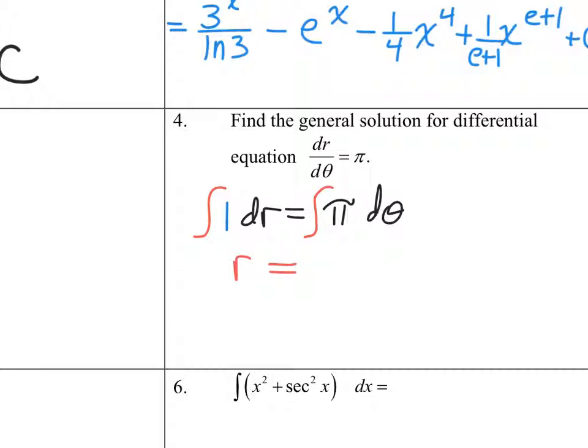Antiderivative of pi. Well, that would be the derivative of pi x, so pi theta. All right, variables theta plus c. That's the general solution. We haven't talked about particular solutions except to say that they exist. A particular solution would be the case where we actually determine what the c value is. We're not there yet.